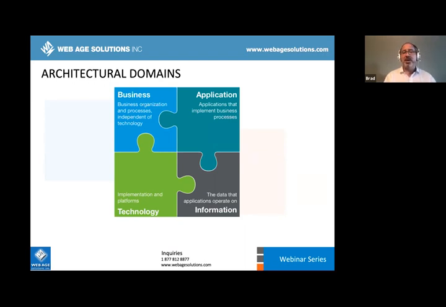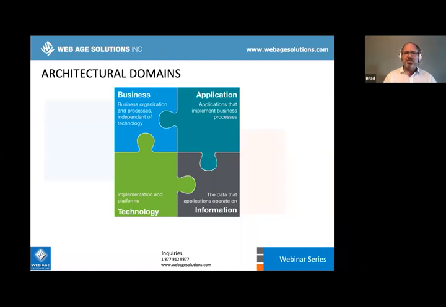Traditionally, the 4 domains or divisions of architecture that we look at in business systems and in computing for business are business. The business domain or business architecture consists of those things that are about the business organization, its processes, how it works, what it does, what capabilities it fulfills. It's the things about the business that really make up the business, but it doesn't have anything to do with the technology. It's divorced from the technology.